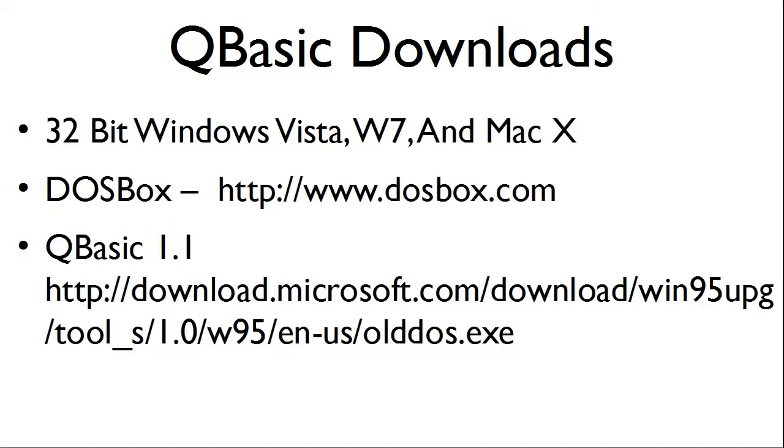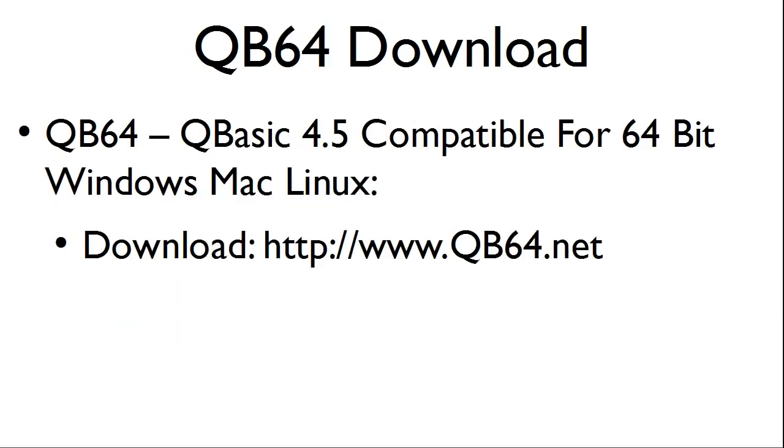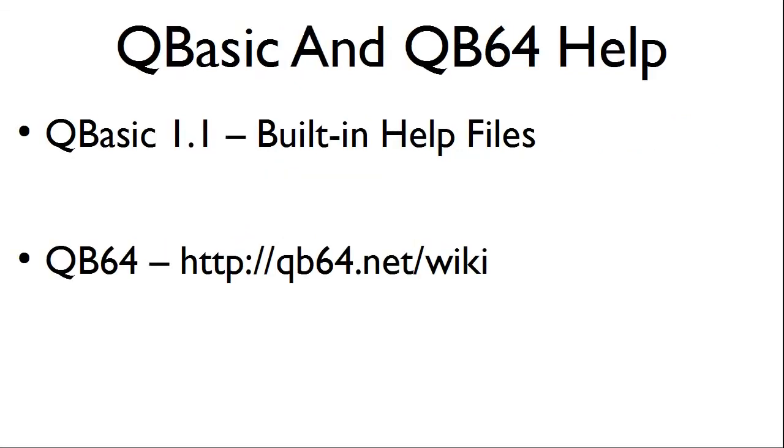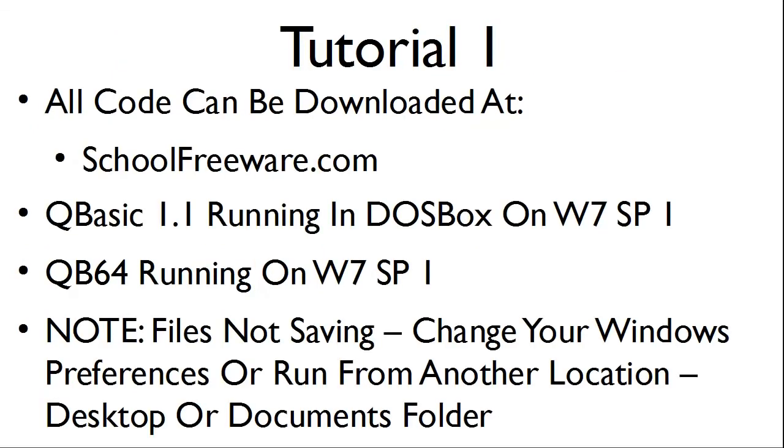For those running 32-bit Windows Vista, Windows 7, and Mac 10, you can run QBasic 1.1 within DOSBox. DOSBox is a free DOS program that's available at dosbox.com. For those running 64-bit Windows, Mac, and Linux, you can use QB64. QB64 is a free download at QB64.net. QB 1.1 has built-in help files, and for those using QB64, you can find the help files located at the QB64.net wiki. Once again, all code can be downloaded at schoolfreeware.com.